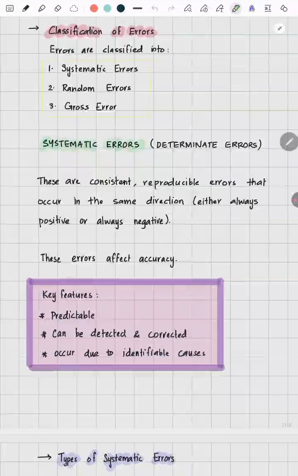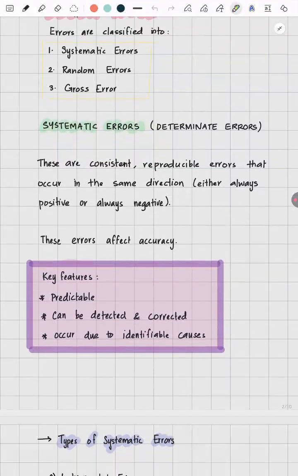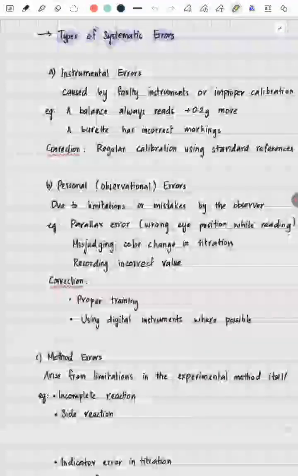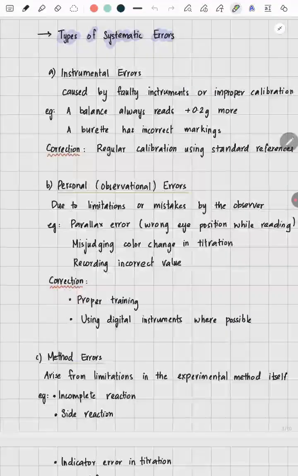Systematic errors can arise from different sources. One common source is instrumental error. This happens when the instrument we are using is faulty or not properly calibrated. For example, if a weighing balance always shows a value that is slightly higher than the actual weight, every measurement will carry that same error. Another source is personal or observational error. This occurs due to mistakes made by the observer, such as reading a scale incorrectly or making a parallax error while noting the level of liquid in a burette.